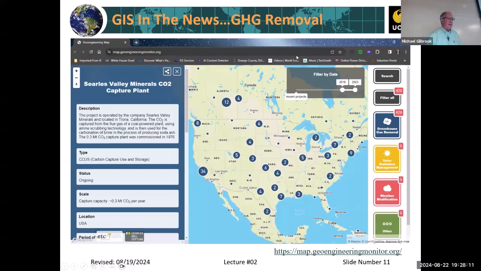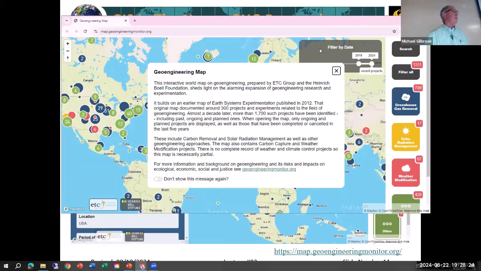Here's an interesting interactive web map that I'm just going to go out to. I think you'll like this one. That is about what are called geoengineering projects. Anyone know what that term means? Anyone provide me a definition? Okay.